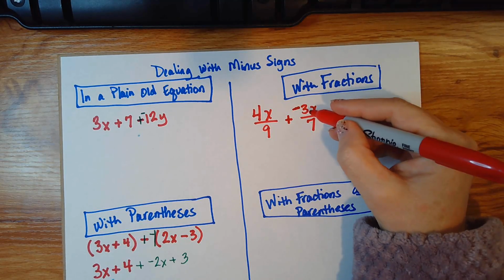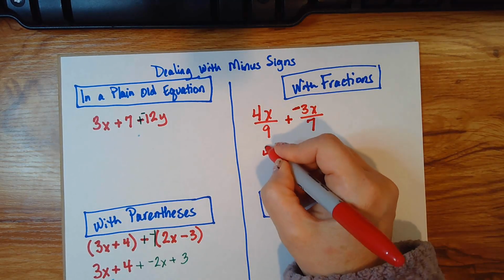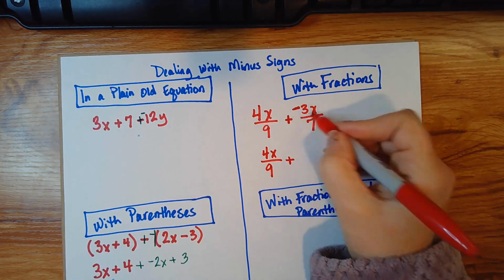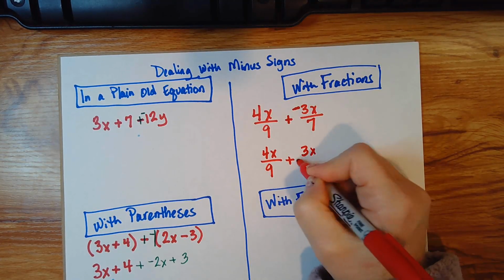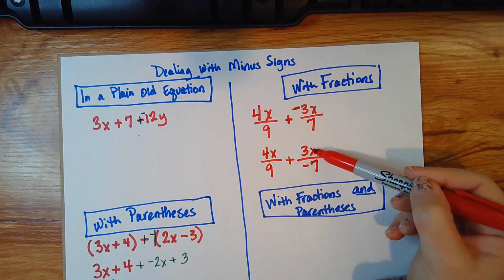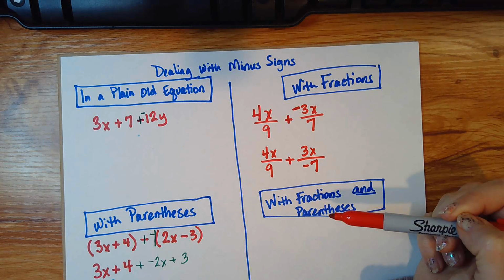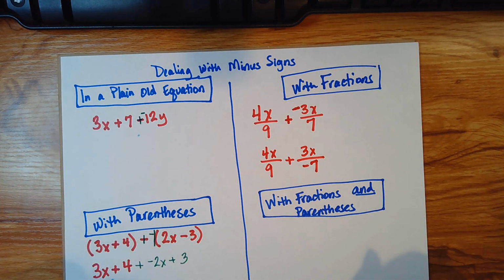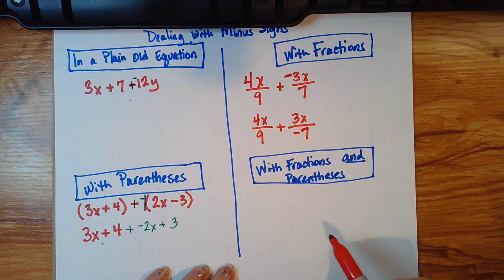And it might help you sometimes in certain problems to remember that that negative sign, if we wanted to, we could move it to the bottom. So we could make it positive 3x over negative 7 if we wanted to. Now, I don't know when you would want to do that. It depends on the kind of problem that you're working out, but that is definitely an option.